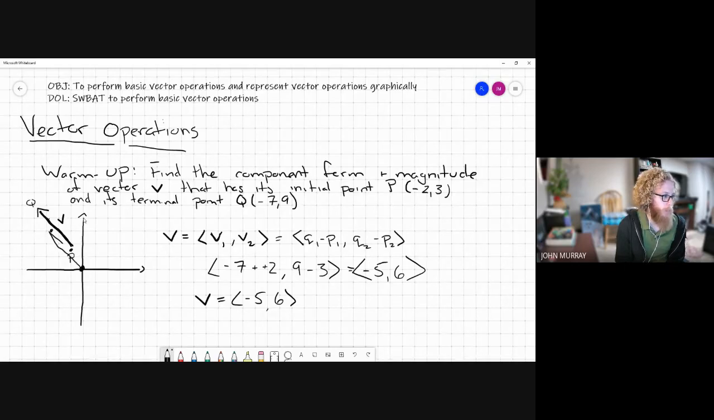And then come up this way. Oh my goodness, I'm having such a hard time drawing lines today. I'll make it green.